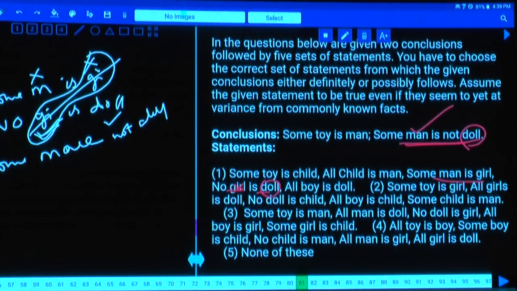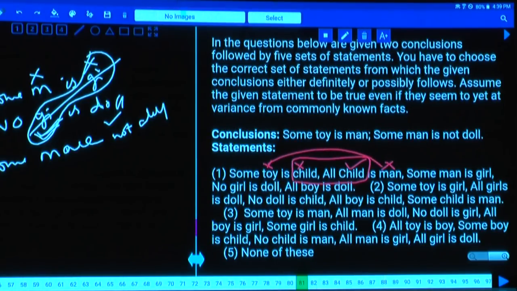Then coming to the first one, some toy is man. Now we should have a relation between toy and man. Toy is here, child is here. Child should go and man should come, because we need the relation between toy and man. What is the common term here? Child is the common term. By combining these two, can we derive the answer or not? This is cross and cross, this is tick and cross, the middle term child is distributed once. The conclusion between toy and man, some toy is man, is definitely true. Then what is the answer here? Only one is the answer.